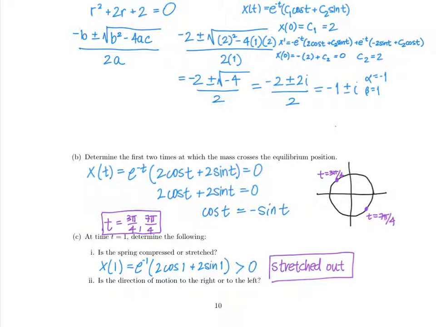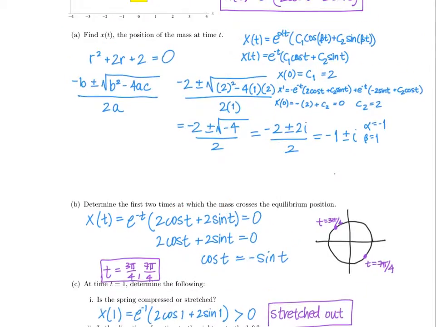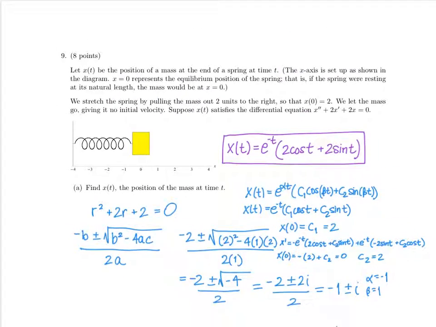We know that at time t equals 1, the spring is stretched out. And what's key about that is, if you recall the initial conditions here, we know that at time t equals 0, it is stretched out to 2. We know that there's no initial velocity, so this mass is stretched out and then released, right? It's pulled out here and then let go, and it's going like this.